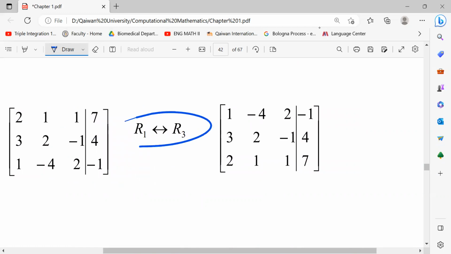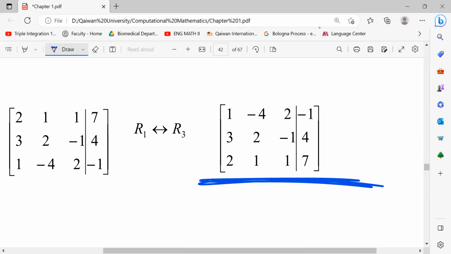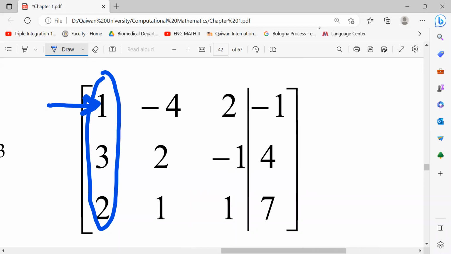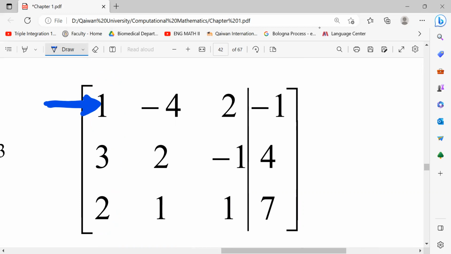Here, if we interchange row 1 and row 3, we get this matrix. This is the matrix that we get after interchanging rows 1 and 3. Then what we do? In the column where we have a leading term, all the other elements must be 0. It's one of the conditions of reduced row echelon form. This is the leading entry, so all the other elements must be 0.